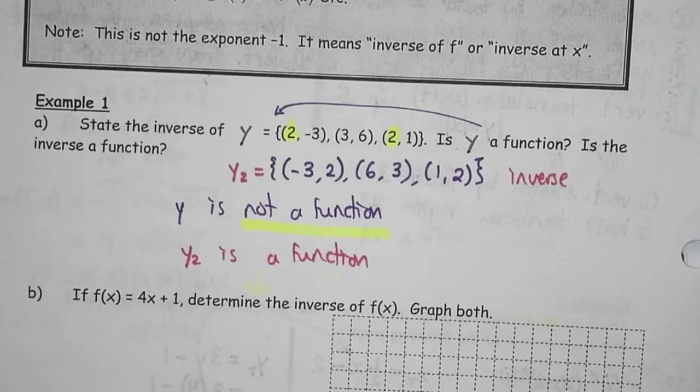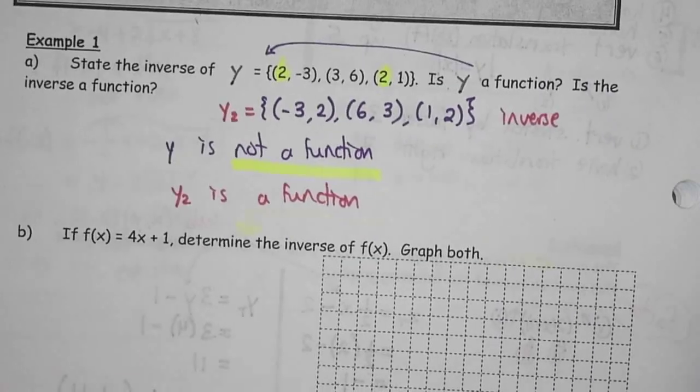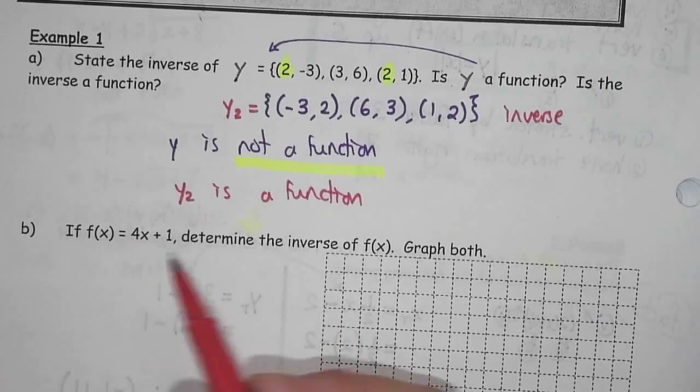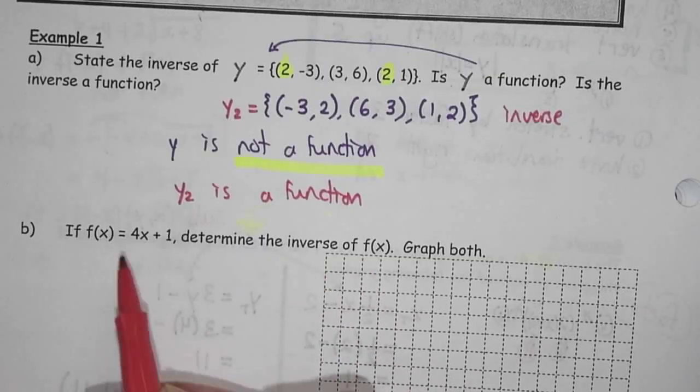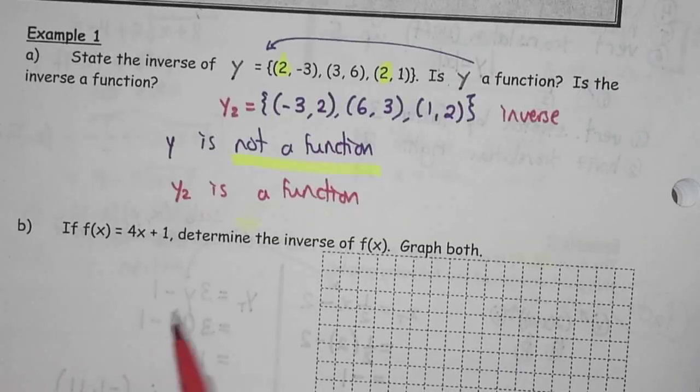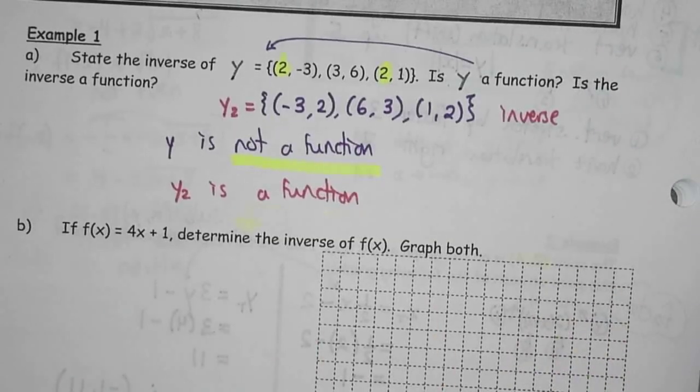All right. Now, B. If f of x equals 4x plus 1, what do we know that is? 4x plus 1 is a linear function. Determine the inverse of that original function. Okay, and I want you to graph both. So you can either graph it and then inverse it.